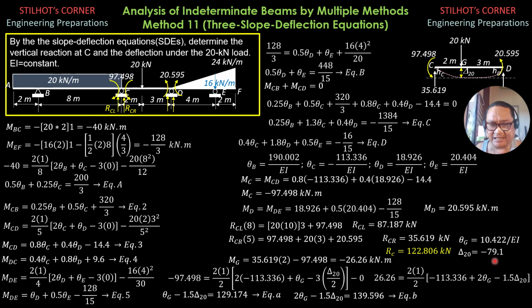EI and delta 20 is negative 79.168 over EI. Since it contradicts with the assumed configuration here, that means delta 20 is above, or the deflection under the 20 kilonewton load is positive. So the final answer for delta 20 is 79.168 over EI, and that's positive. So that's it for this video.